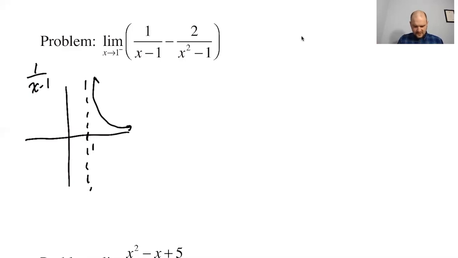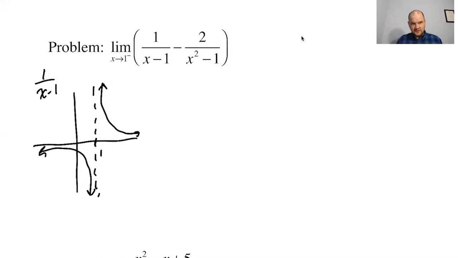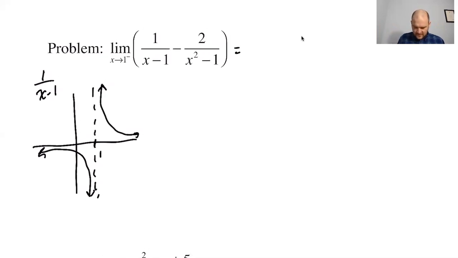That's one of the graphs that you just want to know. Like you wake up in the morning, you review your graphs: 1 over x is in there, and absolute value of x over x is one that you recently added. All right, so the first limit, if I approach 1 from the left, is going to be negative infinity. So right now this is negative infinity minus, now I have to think about this other one.